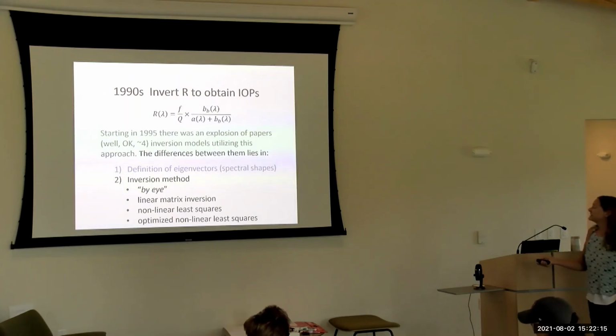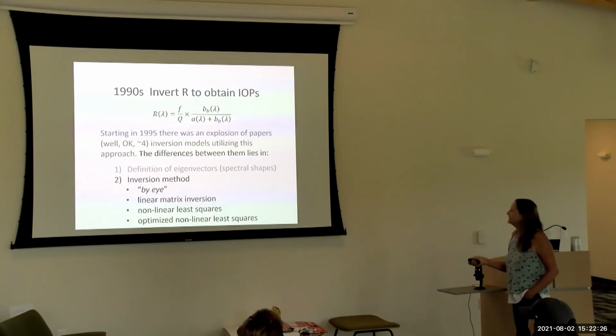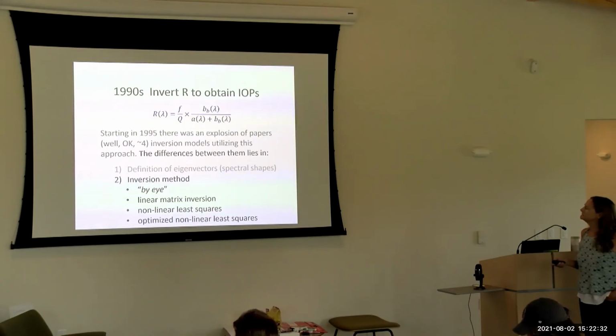You can actually linearize this equation, and I've given you some slides in a different document that show you how to linearize this and turn it into a linear regression. You can do a nonlinear least squares, and you can even optimize nonlinear least squares. Basically, they're all just minimizing the difference between measured and modeled.